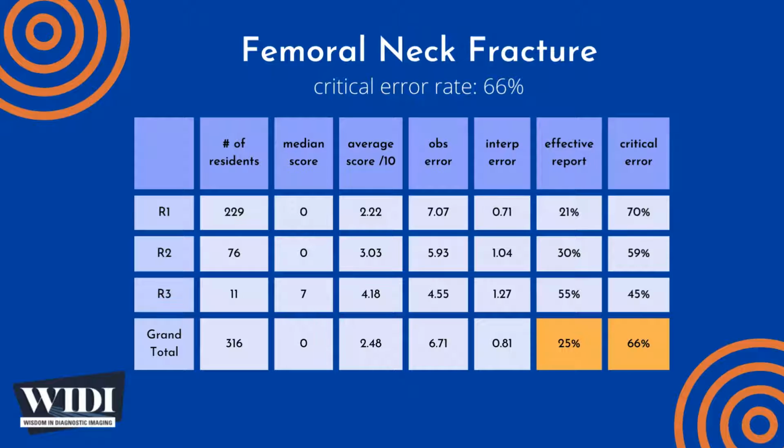We define a report having a critical error to be one with scores between 0 and 2. In terms of letter grades, this would be an F or a D. In this most missed case, 66% of residents produced reports with critical errors.